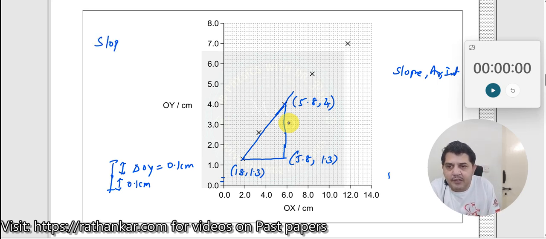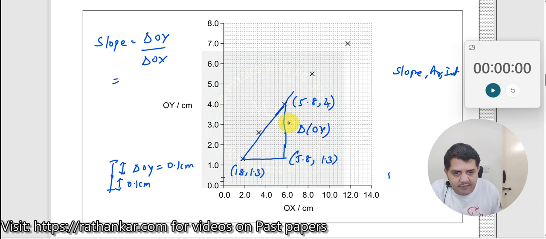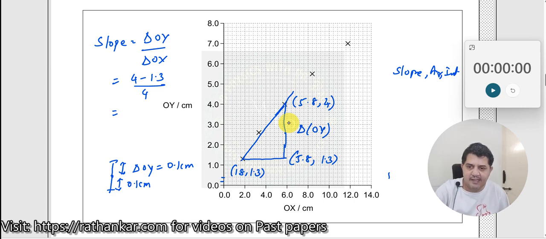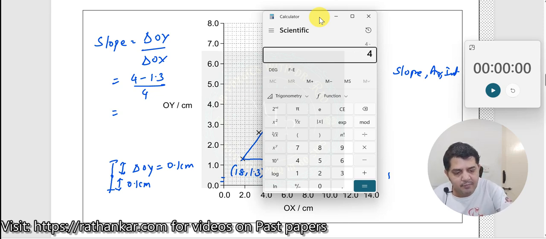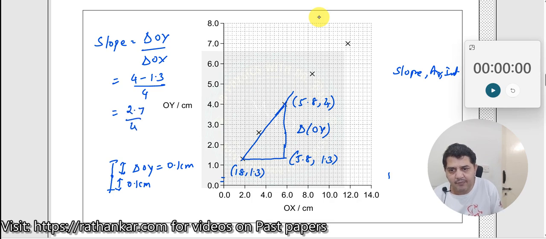The slope, I'll write slope here, should now be equal to delta y divided by delta x, the change in y values by the change in x values. So what should this be? 4 minus 1.3 divided by the change in x values. What is it? 5.8 minus 1.8, which is 4. Now let us calculate this value. 4 minus 1.3 should be 2.7. 2.7 divided by 4. Okay, we have got this.